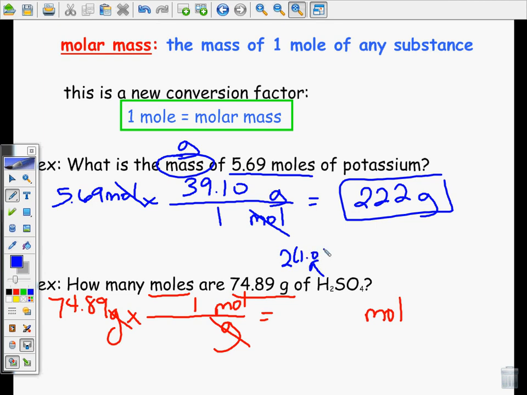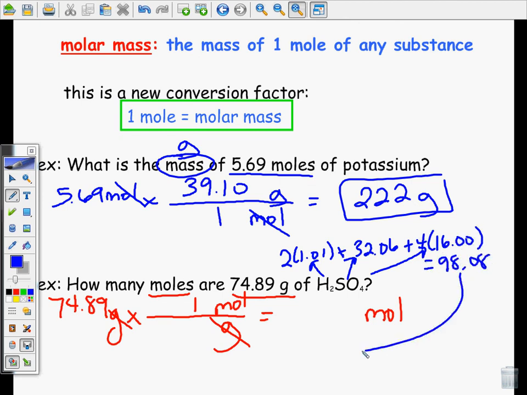2 times H, plus 32.06, that's S from the periodic table, plus 4 times oxygen, which was 16. And once I figure out the H2SO4, that's what goes in the conversion. So you actually have to add it and then put it next to grams. And now we can see that we're going to do 74.89 times 1 divided by 98.08. I need 4 significant figures this time.